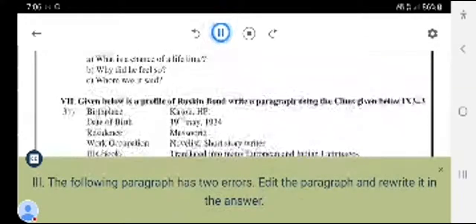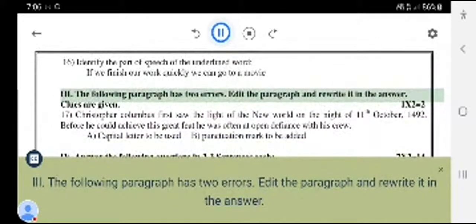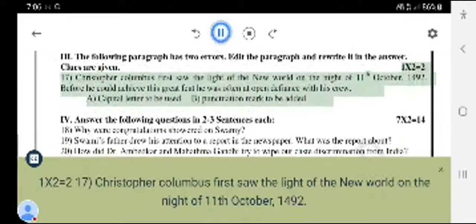III. The following paragraph has 2 errors. Edit the paragraph and rewrite it in the answer. Clues are given. 1x2 equals 2. 17. Christopher Columbus first saw the light of the New World on the night of the 11th of October 1492. Before he could achieve this great feat, he was often at open defiance with his crew. A. Capital letter to be used. B. Punctuation mark to be added.